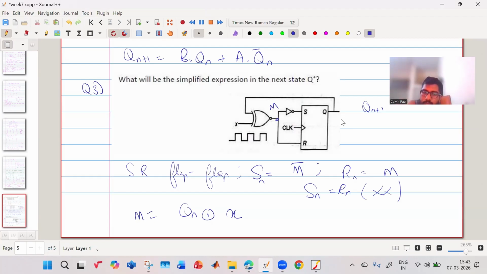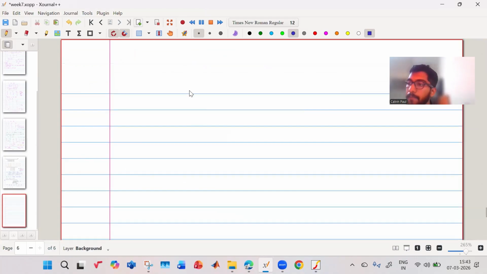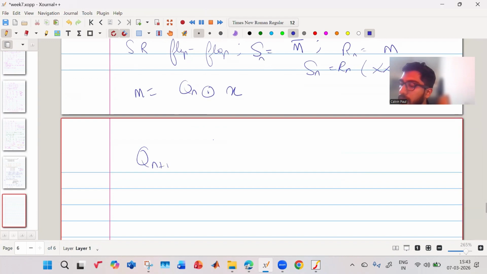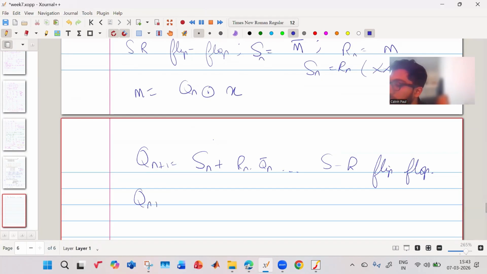So now, how do we further simplify? We know Qn plus 1 is equal to Sn plus Rn into Qn bar, for an SR flip flop. So what is Sn? Sn is M bar. What is Rn? Rn is M, and Qn bar remains as it is.